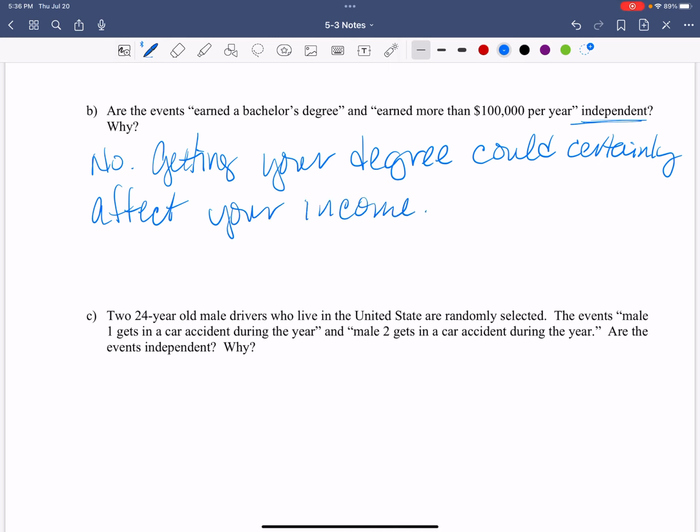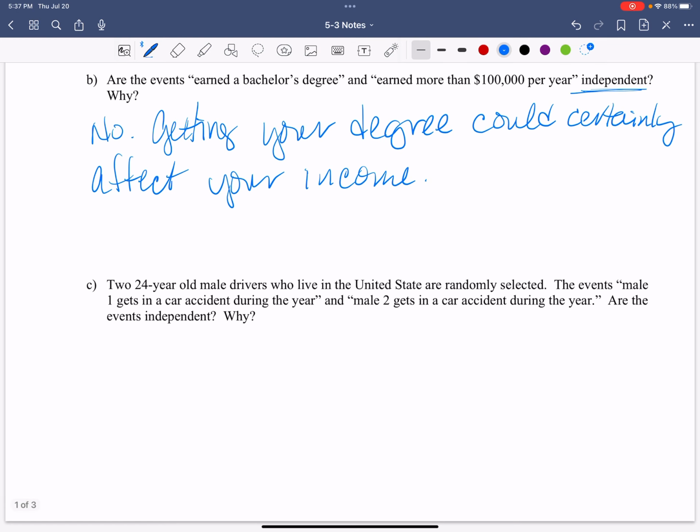Now look at this next one. Two 24-year-old male drivers who live in the United States are randomly selected. The events, male 1 gets in a car accident during the year, and male 2 gets in a car accident during the year. Are these events independent? Now, granted, they got in two separate accidents at two separate times. This is not the same accident that we're talking about. So I wanted to be clear about that. So male 1 gets in an accident during the year and male 2 gets in an accident during the year. Are these events independent? Yes, because one driver has nothing to do with the other.